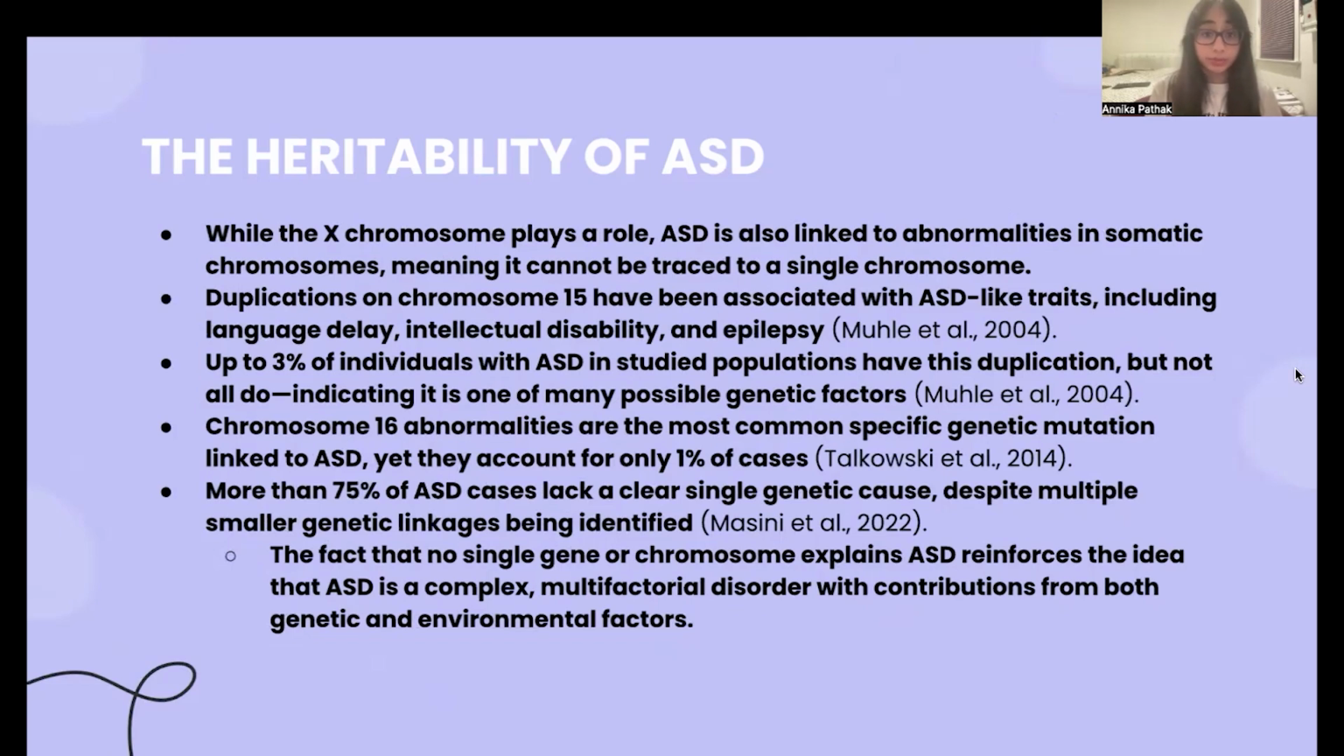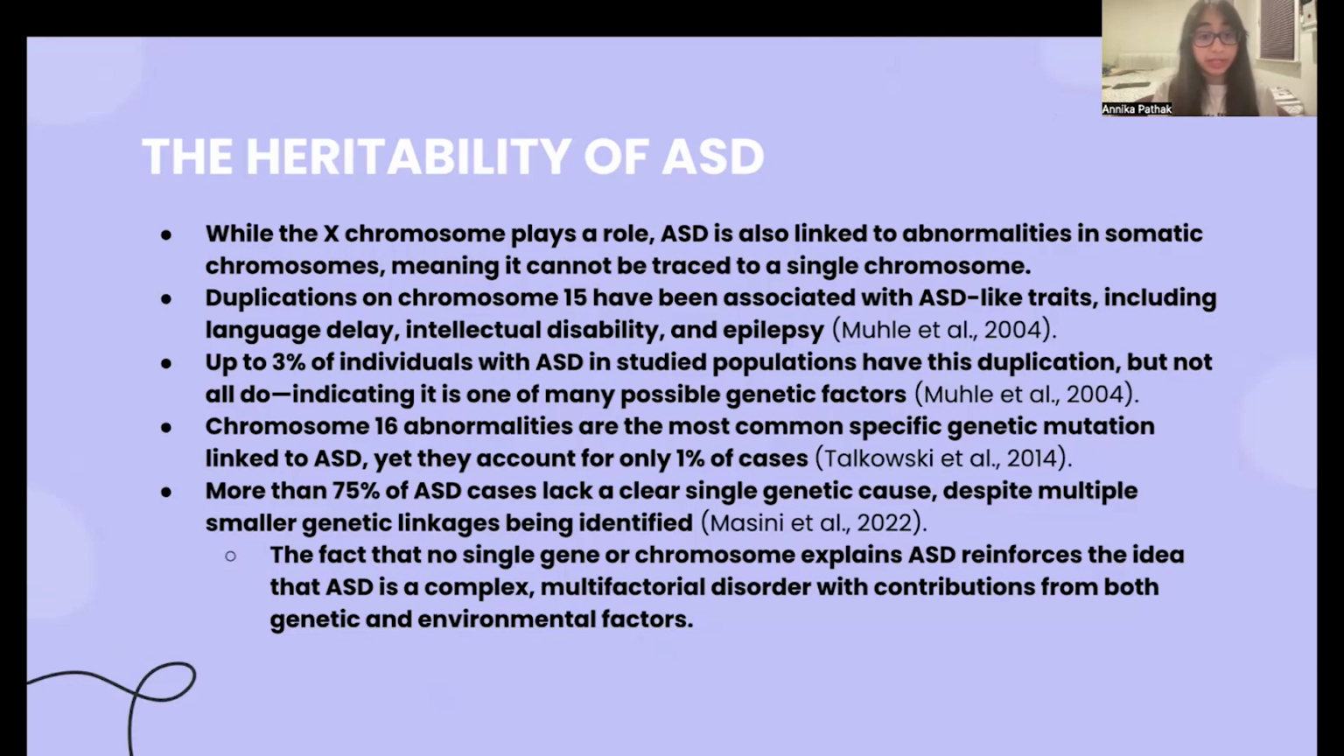While the X chromosome plays a role, ASD is also linked to abnormalities in the somatic chromosomes, meaning it cannot be traced to a single chromosome. Duplications on chromosome 15 have been associated with ASD-like traits, including language delay, intellectual disability, and epilepsy. Up to 3% of individuals with ASD in studied populations have this duplication, but not all do, indicating it is one of many possible genetic factors.